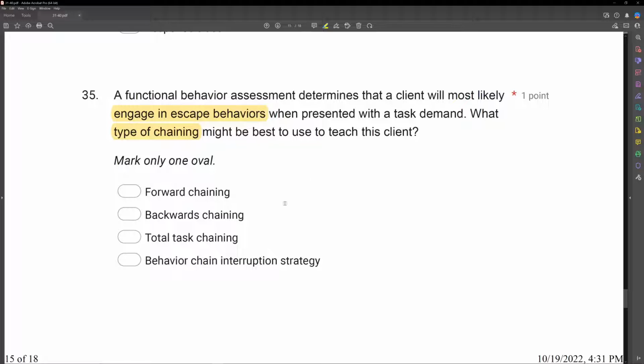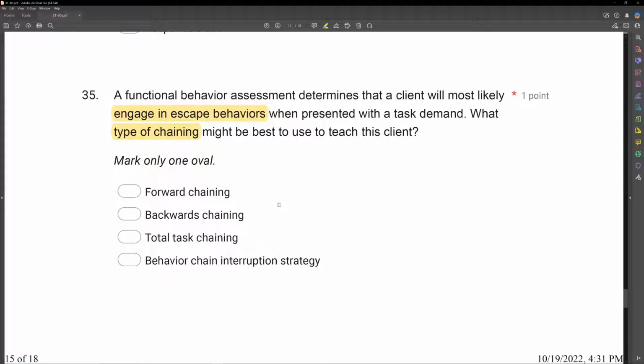However, backwards chaining, what are we going to do? With backwards chaining, we have a 12-step chain. We're going to prompt them through, right, and help them 1 through 11, and then let them do 12 and escape. So we're using their behavior to our advantage. And in backwards chaining, that escape functions as reinforcement. So if we have a client who engages in escape behaviors, backwards chaining seems like a pretty good choice.